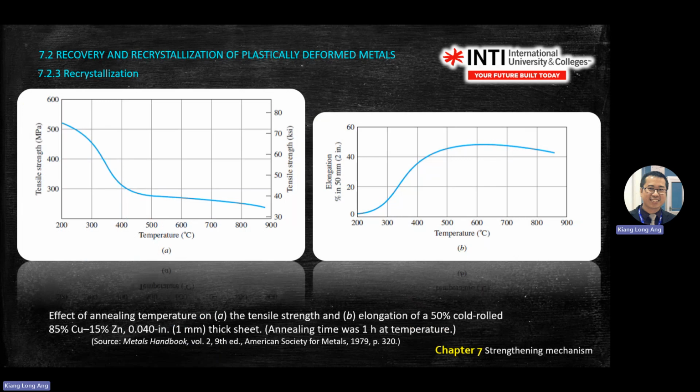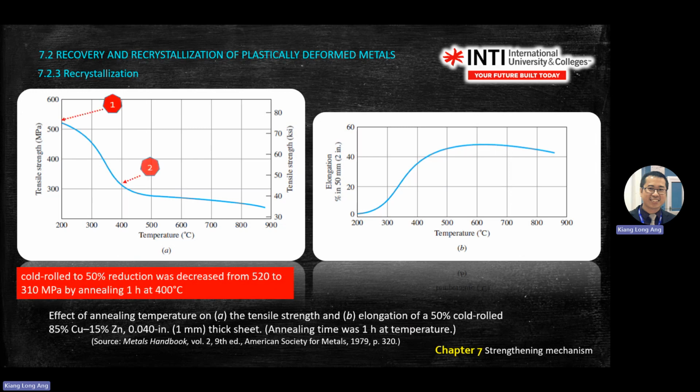This example is for 50% cold rolling, showing tensile strength and elongation. The left is tensile strength, the right is elongation. This one also you read.